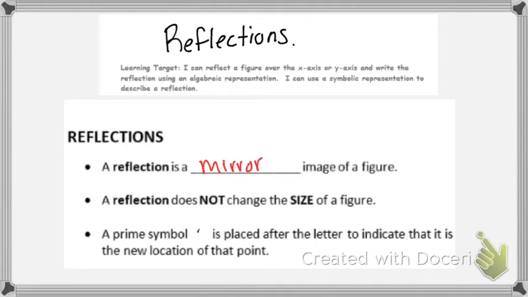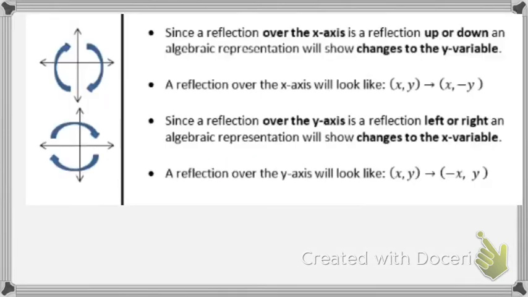Okay. And a reflection does not change the size of a figure, so it's similar to a translation where it does not change the size, it just changes the location of a figure. We're still using the prime symbol to indicate that it's the new location of the point. And let's talk about what it does to the x and y.